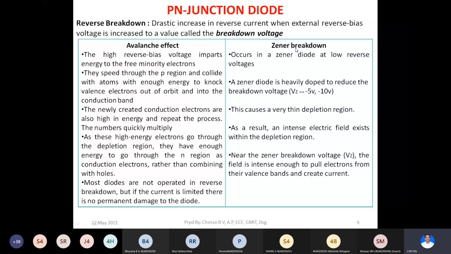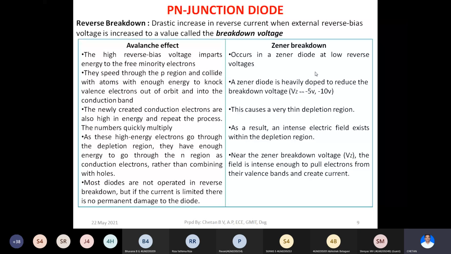So this Zener diode is called a special purpose diode because it is designed, or manufactured, to operate in reverse biased condition. Usually the diode will be designed to operate in forward bias condition, but this special purpose diode, called a Zener diode, is manufactured to operate in the reverse bias condition. The specialty of this Zener diode is that the reverse breakdown voltage will be very low. It will be as low as 5 volt or 10 volt, right?